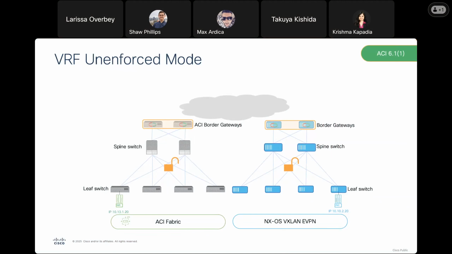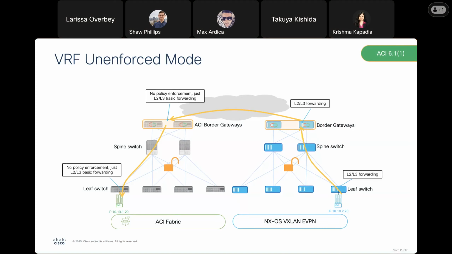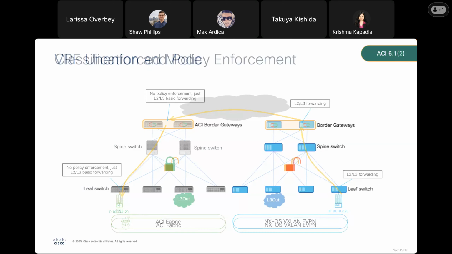All right, so let's talk about policy now. So in 6.1.1, when we initially introduced this, we did not allow any contracts. And you'll see in the demo, I do have 6.1.2, but I don't have the VRF enforcement on. So if you do implement this in 6.1.1, you will need to turn off the enforcement on the VRF. And this is also assuming that we have no GPO configured on the NXOS side. So we have no enforcement in 6.1.1.